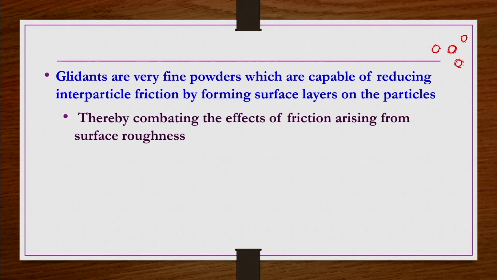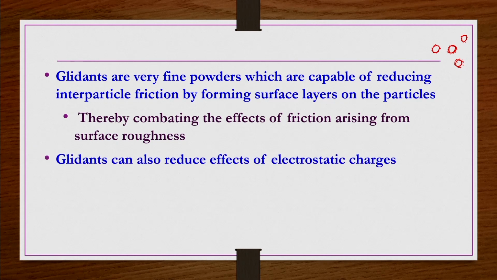So the friction arising from surface roughness may be reduced, and accordingly the conglomerates, the particles adhering together, that particular phenomenon may be reduced. Glidants can also reduce the effects of electrostatic charges as well. So not only do they reduce surface forces and interparticle friction, they also reduce the electrostatic charges for such fine particles.